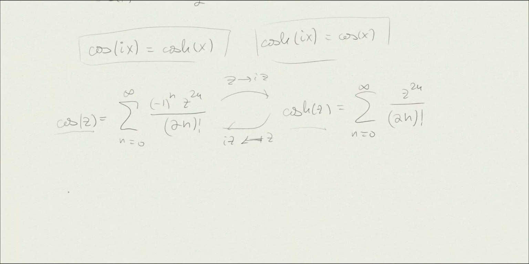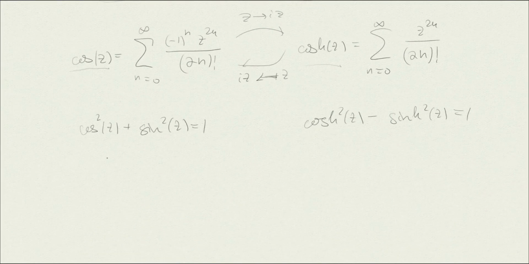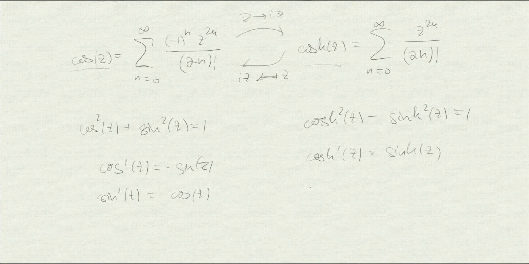And so for the cosine of z, actually we can prove that it holds for every complex z by the theorem of uniqueness. We have that this is equal to 1 for every z, and for the cosine hyperbolic squared of z minus sine hyperbolic of z squared, this is 1. And here the derivative of the cosine of z is minus the sine of z, and the derivative of the sine of z is the cosine of z. But with the hyperbolic functions, they are nice to each other. The derivative of the hyperbolic cosine is the hyperbolic sine, and the derivative of the hyperbolic sine is the hyperbolic cosine. This is a nice property that they have.